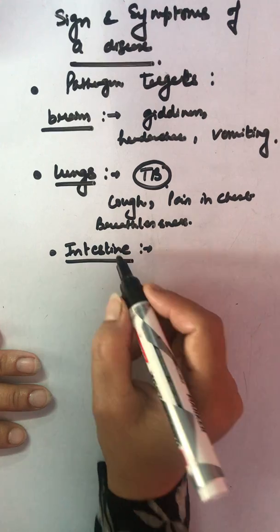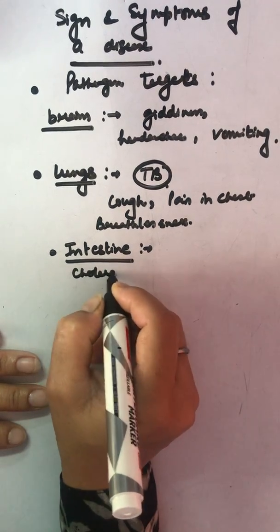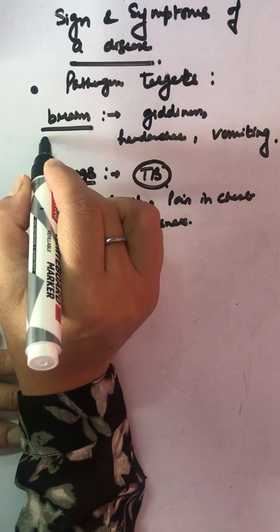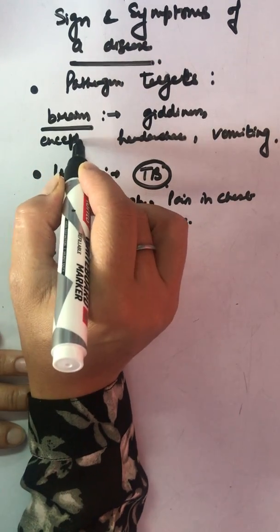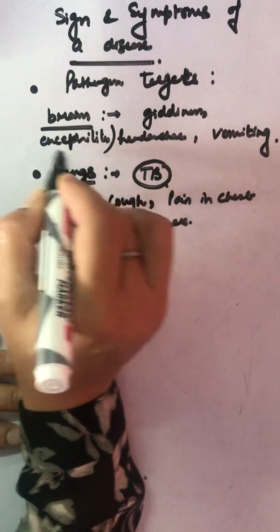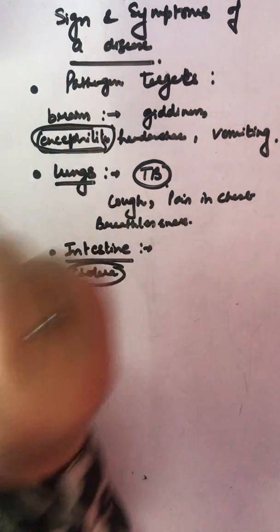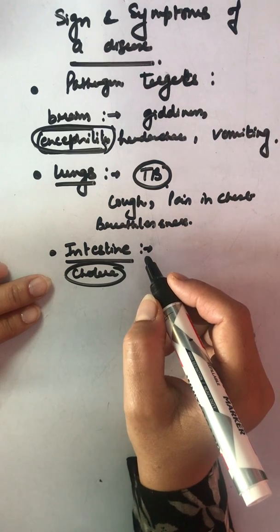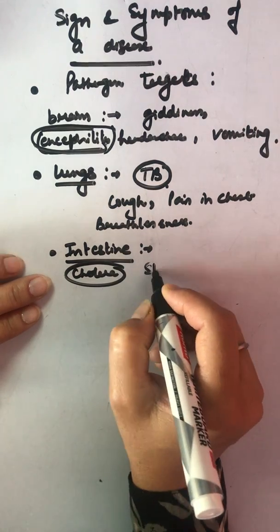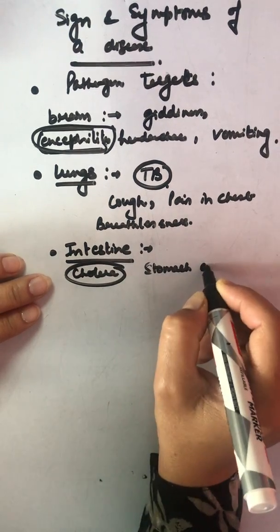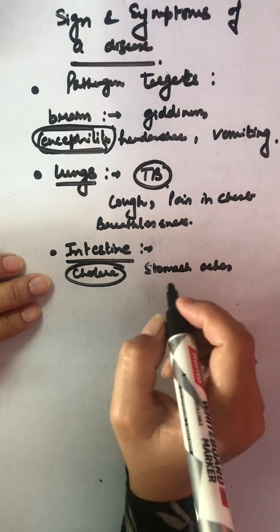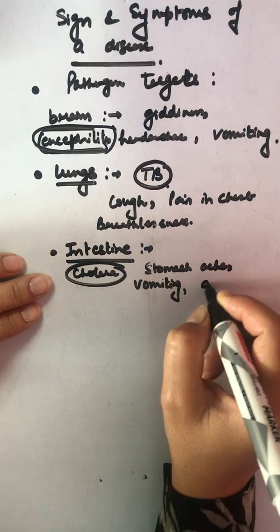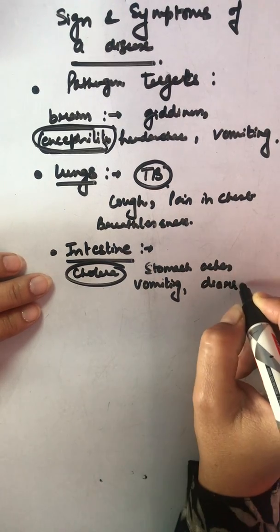then for example cholera disease. In the brain you can write encephalitis disease. Japanese encephalitis we have just covered, no? That would be a better example. In the intestine, like in cholera, it causes stomachache, it causes vomiting, and it may cause diarrhea.